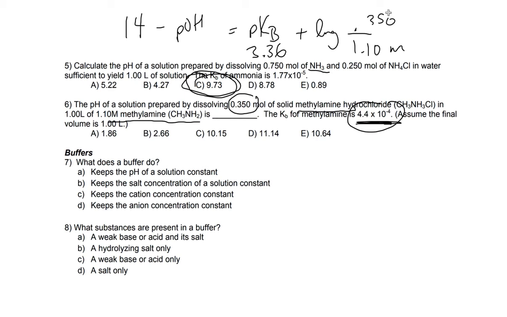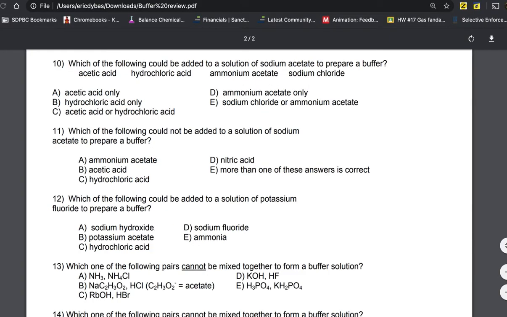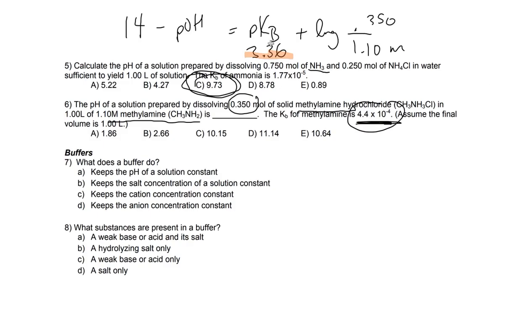I must have made a mistake somewhere. 4.4 E to the negative 4, log, sign change. Oh, it's 2.36, it says. Ay caramba. So this is 2.36. I don't know how I messed that up. Okay, so that's my pKb. Then 0.350 divided by 1.10, log, add it to 2.36. I get that, and then I'm going to subtract it from 14. And I still don't see my answer up there.